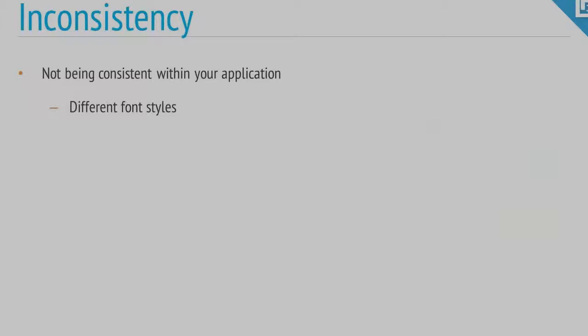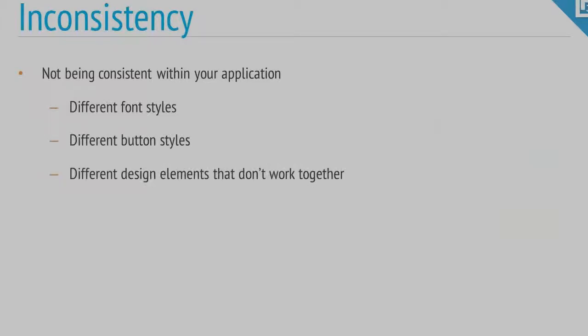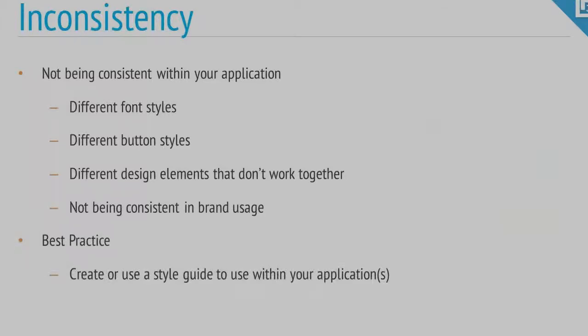Inconsistency is probably what I would say is the most common problem, and I've touched on it briefly in different areas that I've talked about already. But being inconsistent with your application is the biggest offender of design mistakes. Using a different font style, a different button style, different design elements that don't work together, and just not being consistent in brand usage. If you have two different areas of the application, not using the same logo, not using the same placement of the logo, et cetera.